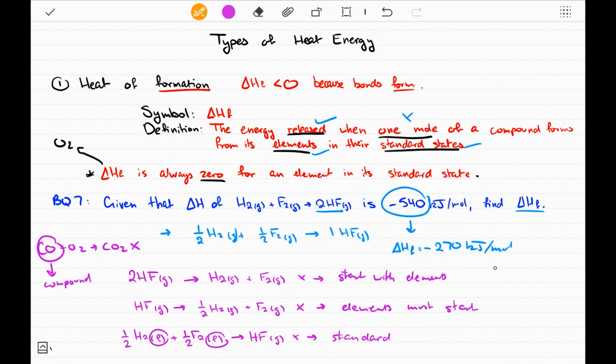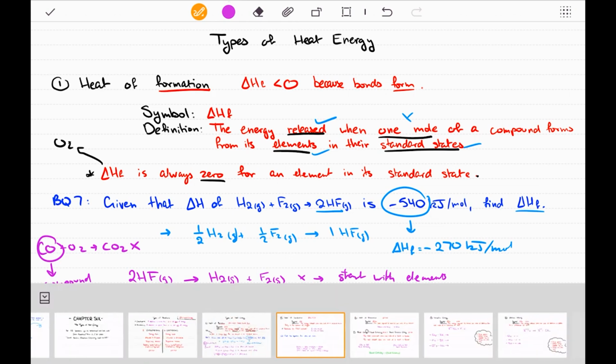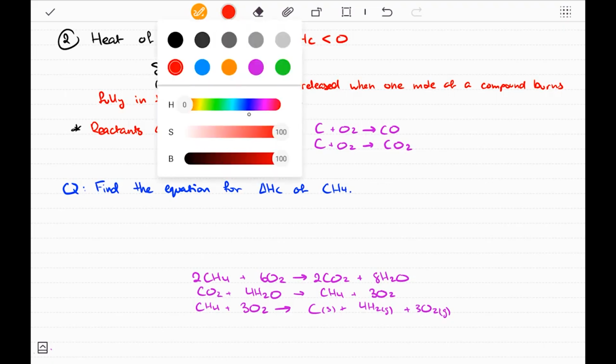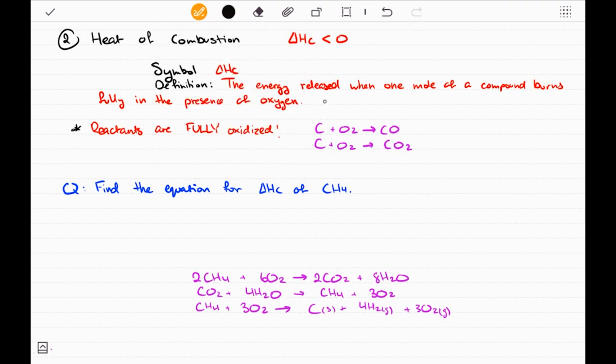Moving on, I'm going to be talking about the heat of combustion, which we represent by Hc. The definition of heat of combustion is, again, the energy released when 1 mole of a compound burns fully. The "fully" is important, in the presence of oxygen, because it's released. Once again, it's exothermic and it's less than 0. Again, 1 mole only should burn, and the reactant should be fully oxidized.